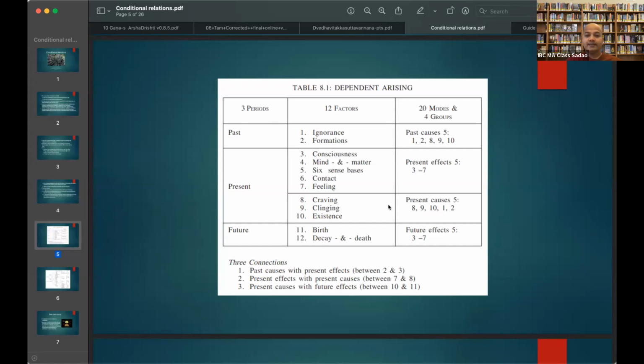And then craving, clinging, existence are also included here as past cause, because they are functioning as cause for the future life. Okay, so these three are functioning as cause for present and future as well. Okay, you see, as present cause. And in this group, again, these two are included, 1 and 2. It is these two. Okay. Present effects, from 3 to 7, are regarded as present effects: Vijnana, Namarupa, Sarayatana, Passa, Vedana.